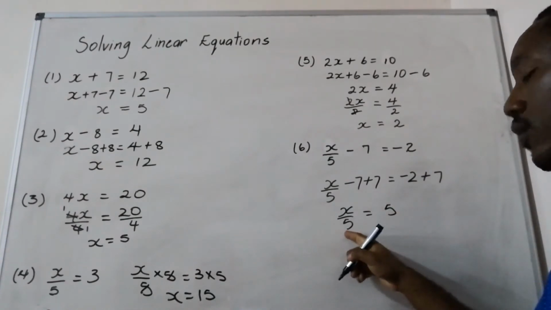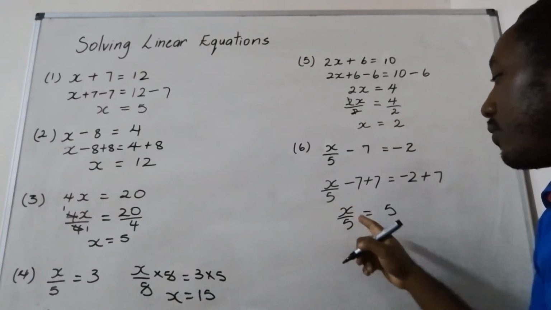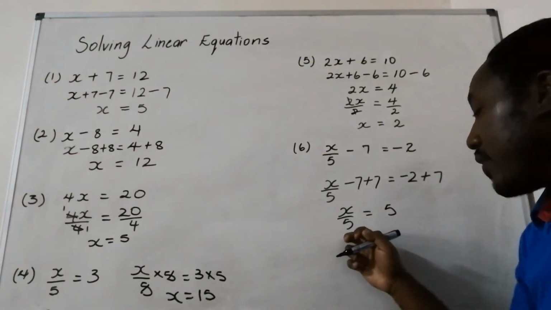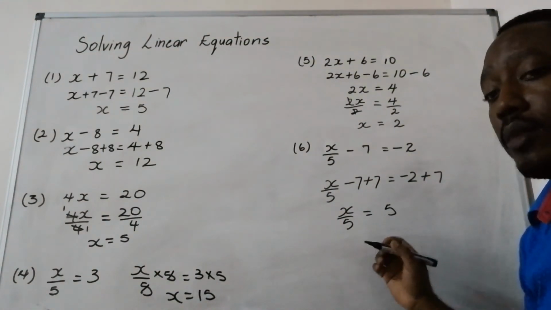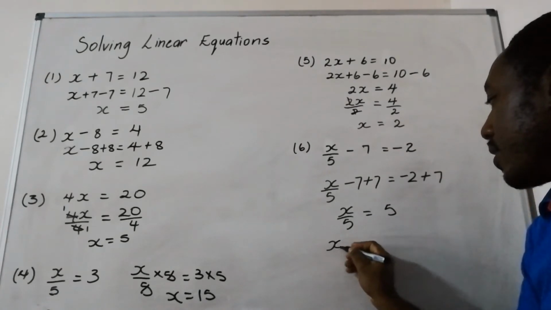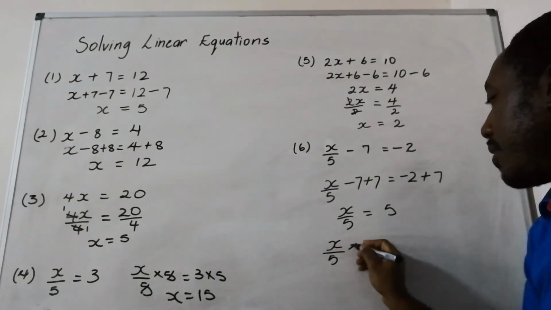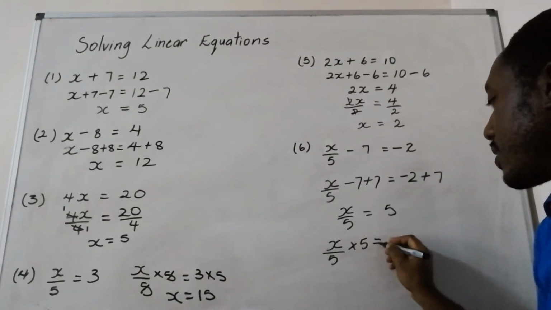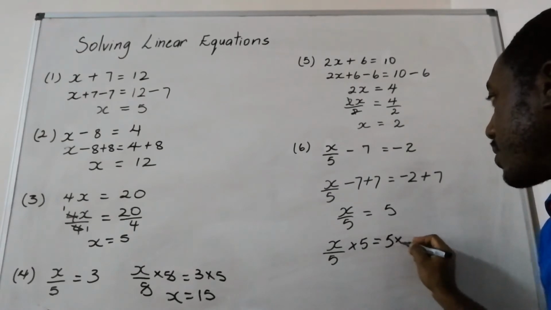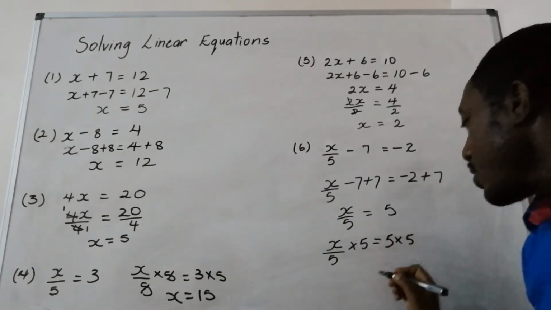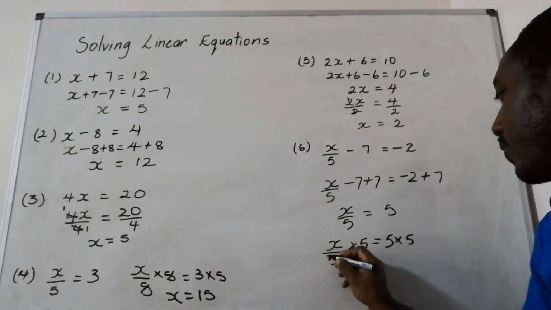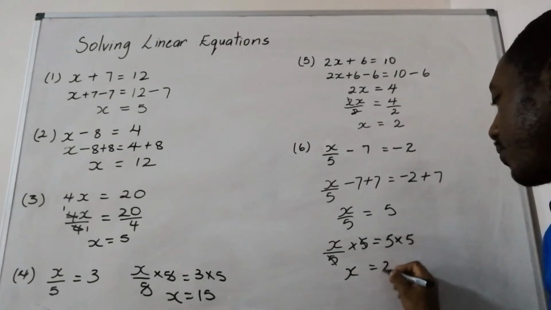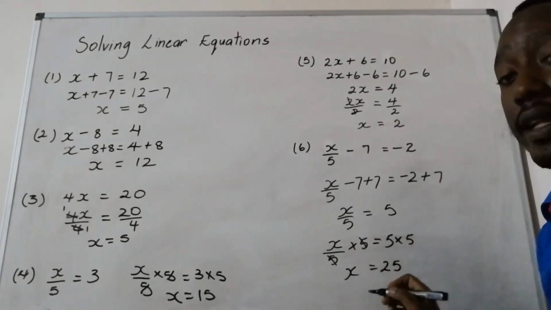Now, to get rid of our 5 at the bottom here, we have x divided by 5. So in order to get rid of our 5, since it's dividing, we must multiply. So we have x over 5 times 5. And if we multiply over here, we have to do the same on the other side, which will be 5 times 5. So let's check. 5 cancels out 5, so x remains, and 5 times 5 will give us 25. So that is our answer.